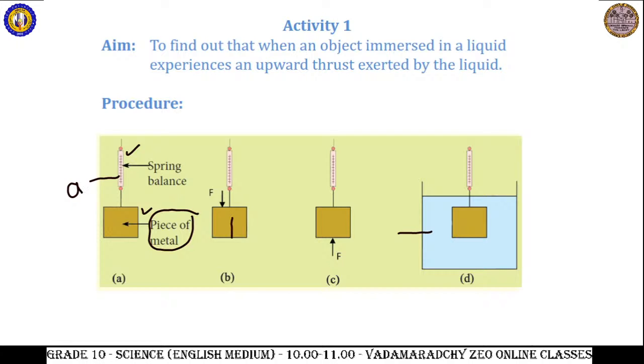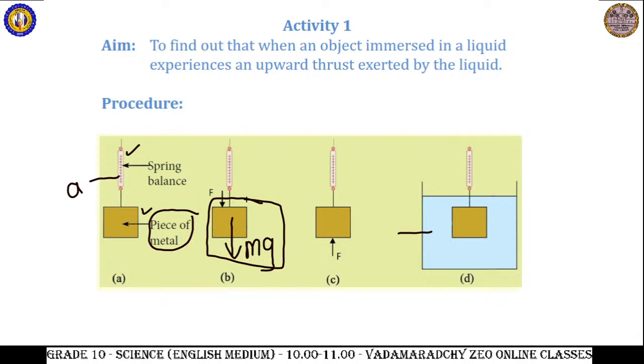Here there is a weight force acting in the downward direction. As per Newton's third law, for every action there is an equal and opposite reaction. We can see that when we suspend the piece of metal from the spring balance, the object is at rest, so the resultant force is 0.